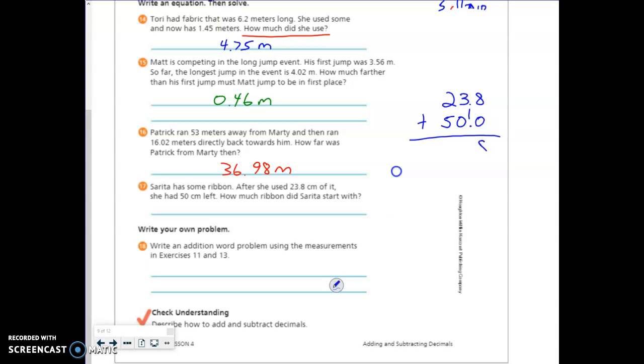8 plus 0 is 8. 3 plus 0 is 3. 5 plus 2 is 7. And again, remember to drop the decimal point straight down. I could have done that earlier, maybe save some time, but 73.8 or 73 and 8/10 centimeters. Now our label changes as well. Not only did it change the operation we were doing, but it also changes the label, and being aware of that is important.